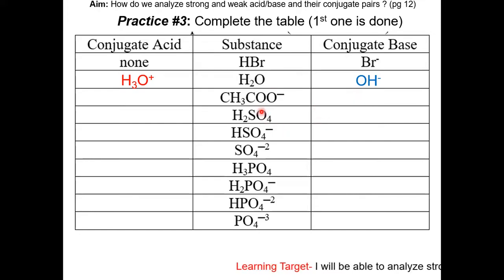Let's look at the next one. This is acetate ion, which is a polyatomic ion on Table E. To get the conjugate acid, acetate ions can behave like a base and gain a proton. Therefore, acetic acid is the conjugate acid of acetate ion. What is the conjugate base? Can acetate ion lose a hydrogen ion?